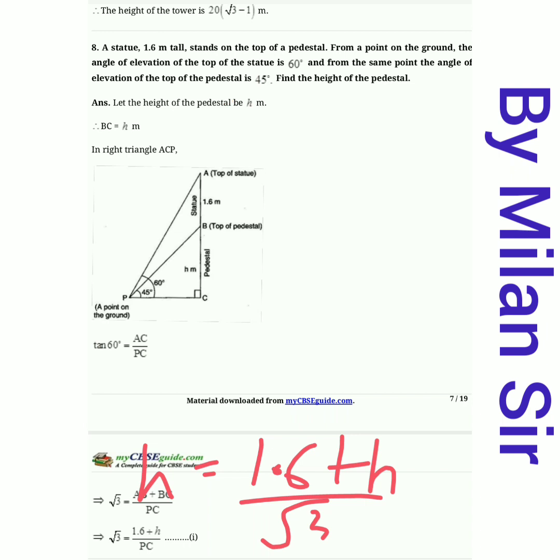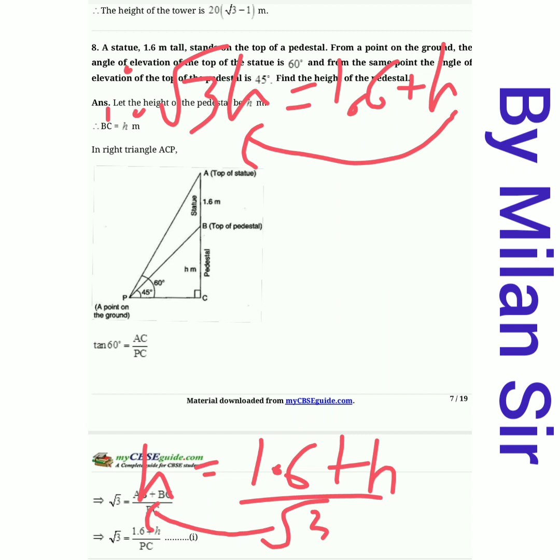So first of all, just transfer this under root 3 to the left hand side. So under root 3 H is equals to 1.6 plus H. Now we need to find H. So transfer this H to the left hand side. So under root 3 H, and plus H comes to the left hand side, it becomes minus H. 1.6 as it is.